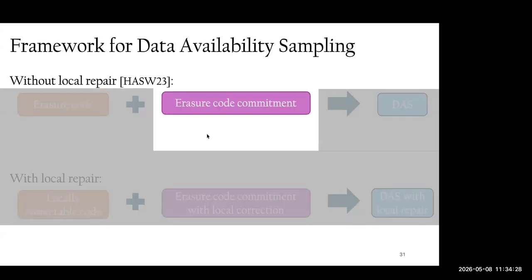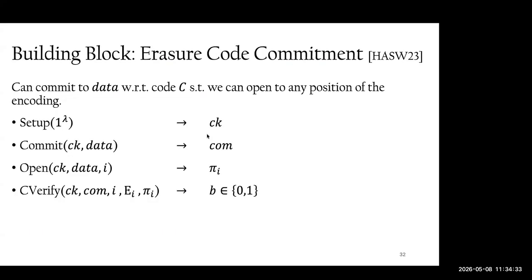Let's now talk about erasure code commitment, which is the second building block for building DAS. Erasure code commitments is a special type of commitment. This was formally defined by Hollanderson et al. in 2023. And the key idea is that this commitment scheme allows you to commit to data with respect to a particular code C, such that we can do opening proofs for any position of the encoding. So we have 4 algorithms in the syntax. We have setup, which gives you some commitment key or the CRS. We have the commit algorithm, which takes as input the commitment key along with the data and gives you a commitment. So again, this is going to be the public reference or the paperclip from before.